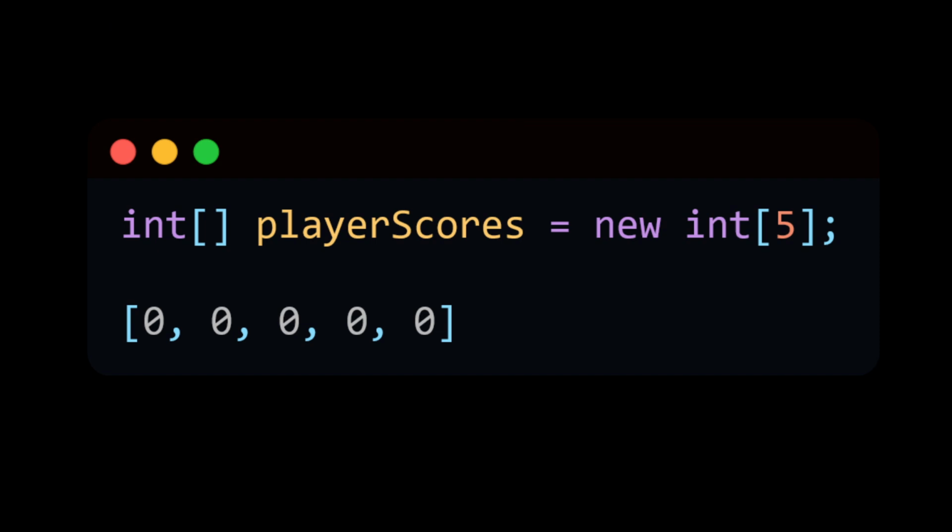Here's what's happening. Int declares an array that will hold integers. playerScores is the name of the array. New int 5 allocates memory for 5 integers. The number 5 indicates the size of the array, meaning it can hold 5 elements. At this point, the playerScores array has been created, but the elements haven't been assigned any specific values yet. By default, numeric arrays in C# are initialized with zeros.